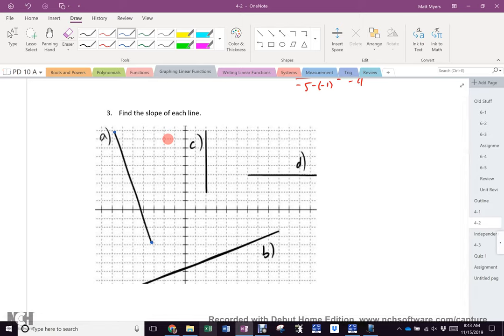Are those points on cardinal points? No, so I cannot use them, can I? But what do I know about a line? What makes it a line? The slope is rise over run, everywhere on the line. So if you can find any rise over run anywhere on the line, do you know the slope of the whole line? Yeah, sure, you betcha.